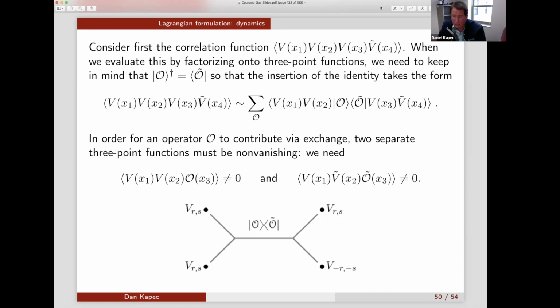Okay, so the constraints for what can contribute come from being able to screen both the OPE coefficient or the 3-point function on the left, which involves O, and also the one on the right, which involves O tilde.